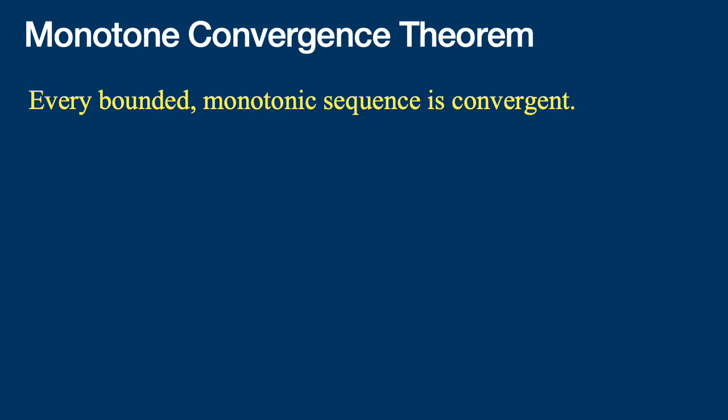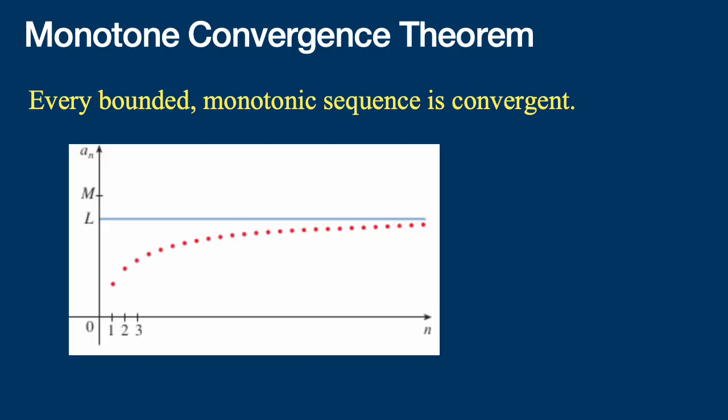Here is a very powerful result about sequences called the monotone convergence theorem. The monotone convergence theorem says every bounded monotonic sequence is convergent. Let's look at this illustration, guys. This sequence a_n is bounded by 0 and m. So all the terms are between 0 and m, we call this bounded.